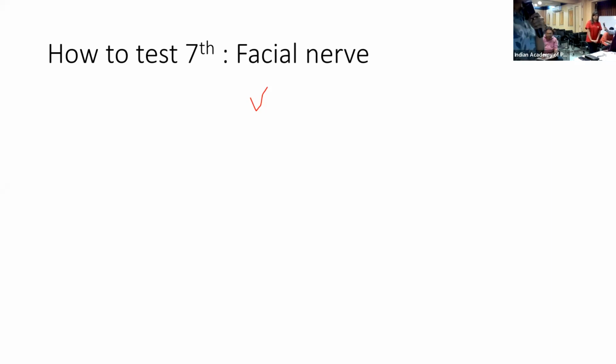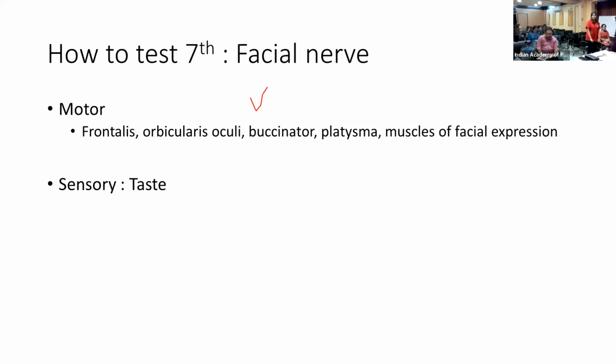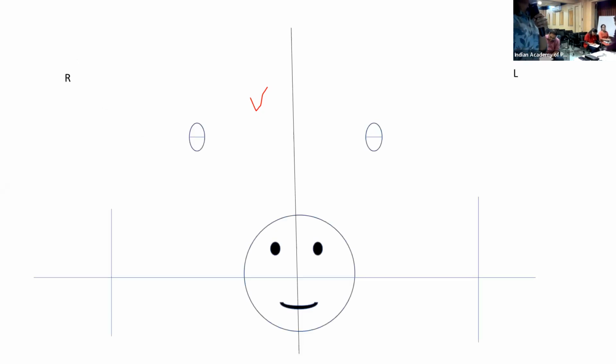Okay. Sensory, what will you check? Of anterior 2/3 of the tongue. And just remember there is parasympathetic nerve supply also. So ask the child or ask the mother if there is any proper lacrimation and salivary gland secretion.